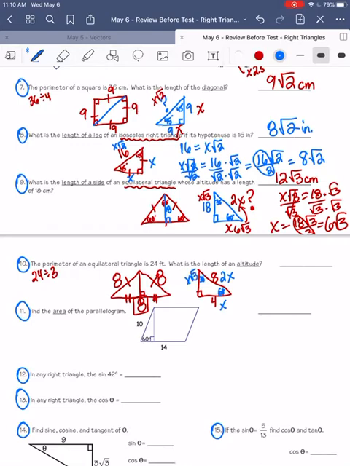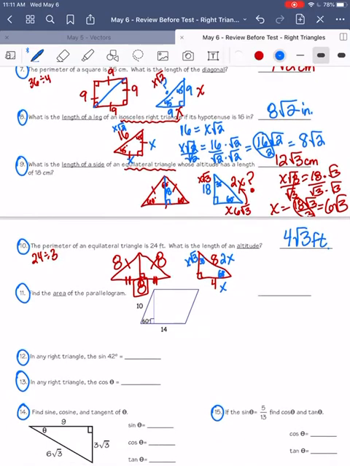We're looking for the altitude, which is x root 3. Well, this is the easy one because I gave you x, so all you got to do is plug it in. So 4 root 3, and then what was our unit? Feet. Okay. All right, number 11 asks us for the area. So you may have had to look back in your notes, but area of a parallelogram is just base times height. We already know the base. The base is 14.